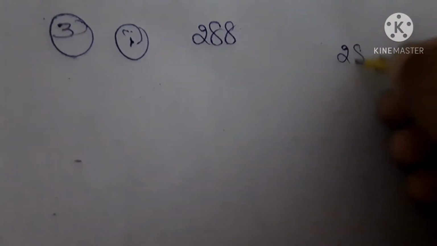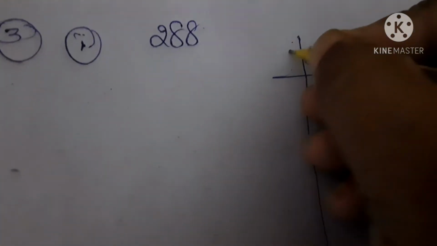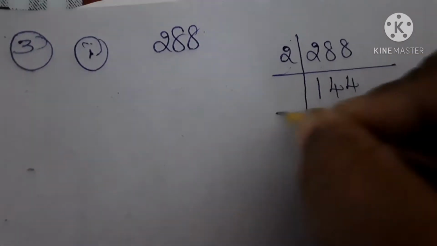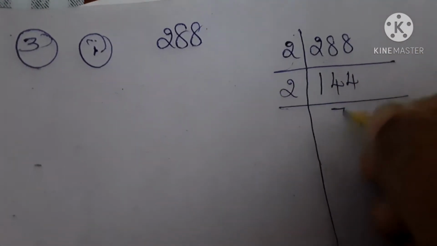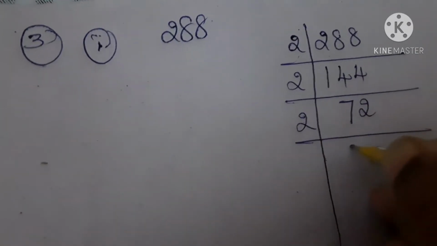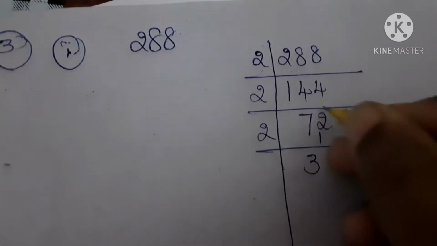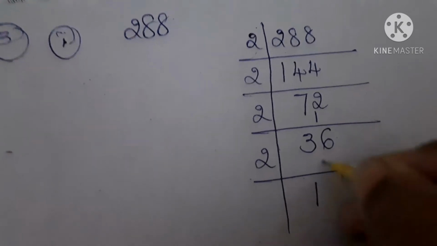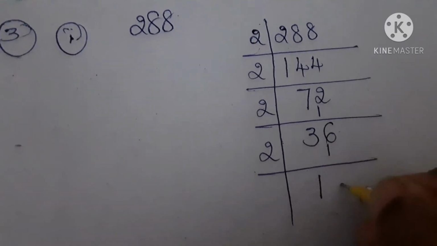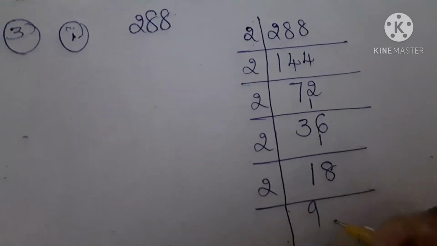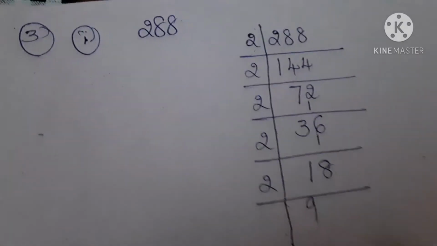Now 288. The first prime number is 2. 2 1s are 2, 2 4s are 8, 2 7s are 14, 2 2s are 4. Now 2 3s are 6, 2 6s are 12, 2 1s are 2, 2 8s are 16, 2 9s are 18. Now 9 divided by 2 is not possible.